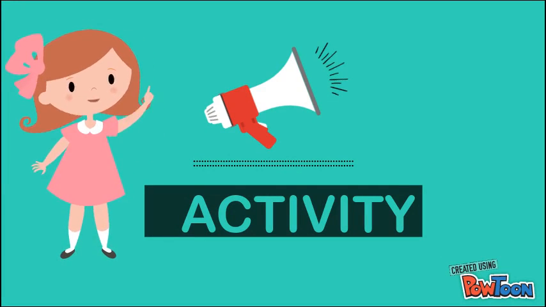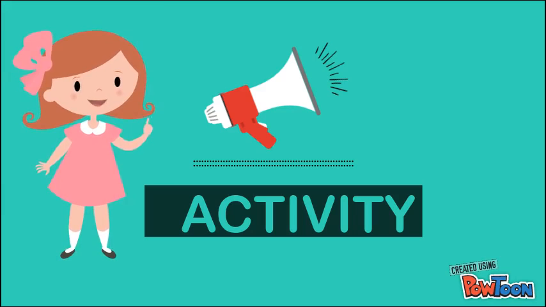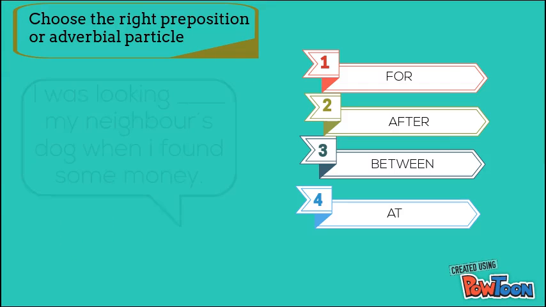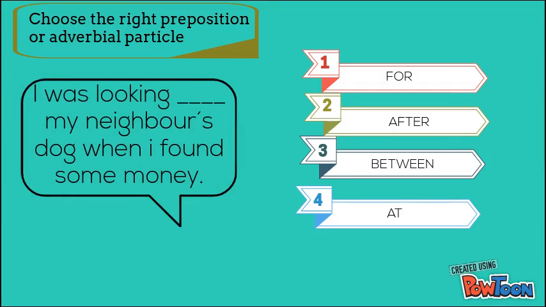Choose the right preposition or adverbial particle. I was looking my neighbor's dog when I found some money. The options are 1, for, 2, after, 3, between, 4, at. Think about the answer. And the correct answer is after.